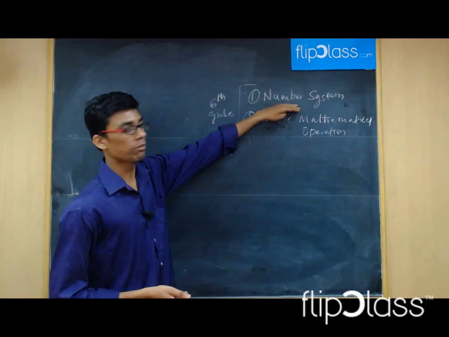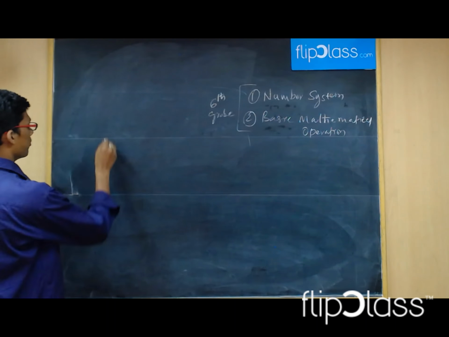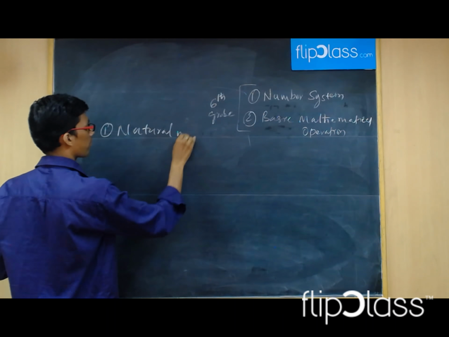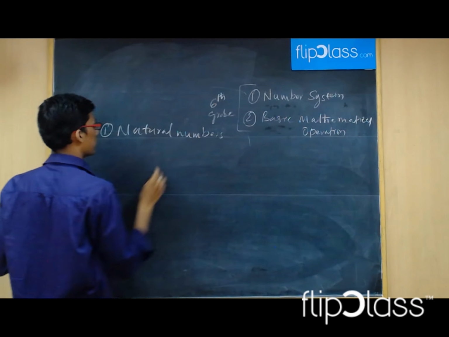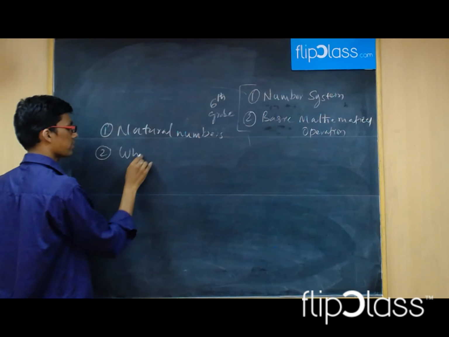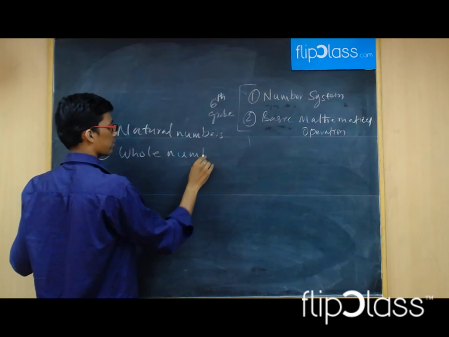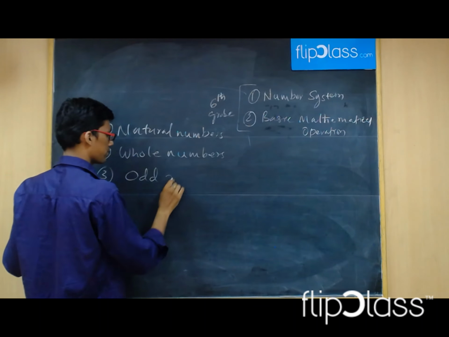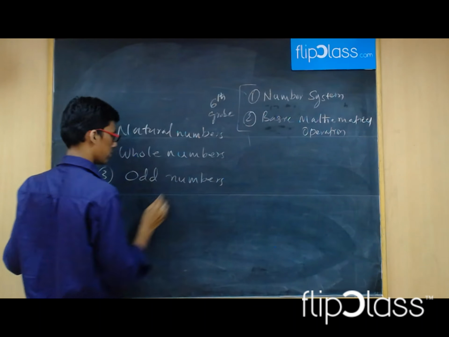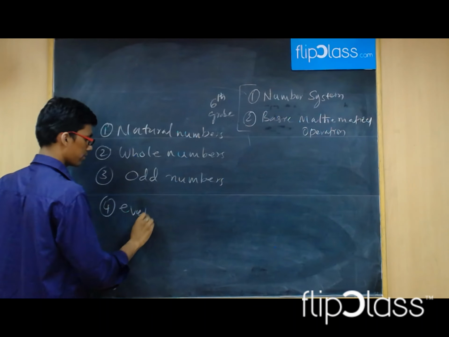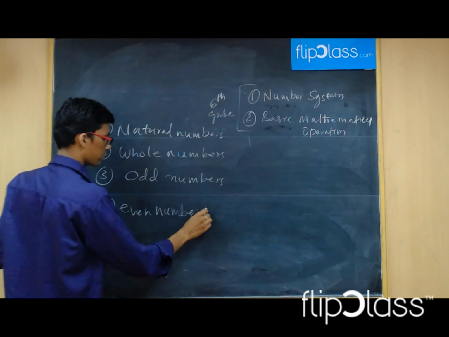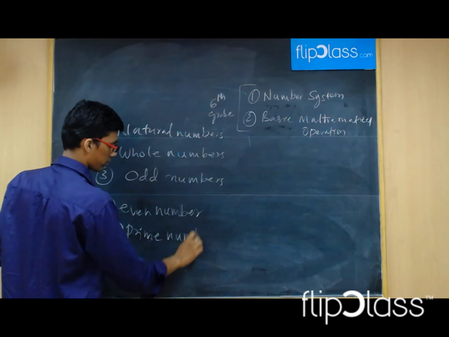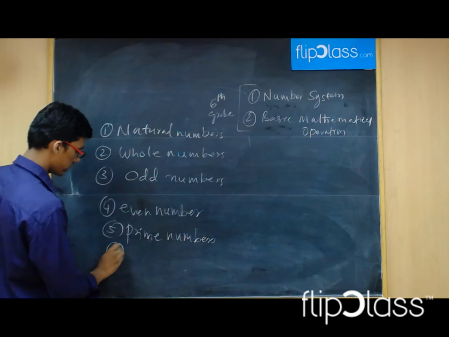What are the different number systems that we have? The various number systems that we have are natural numbers, then there are whole numbers, and there are odd numbers, even numbers. You have prime numbers. Next, composite numbers, and so on.